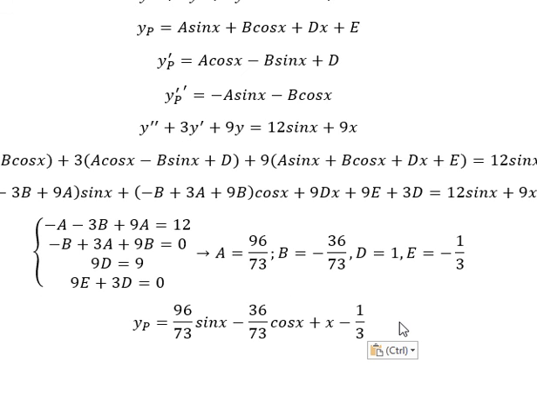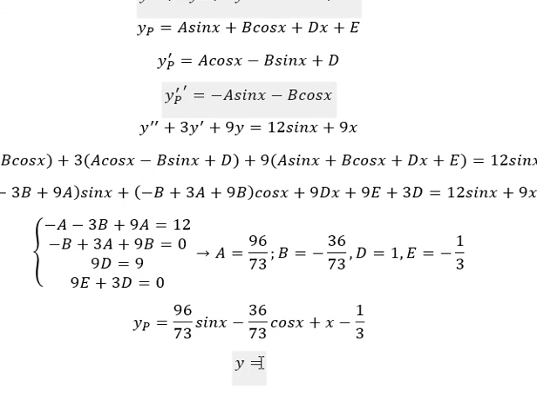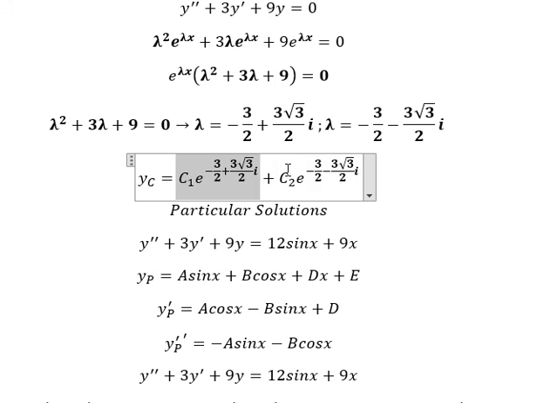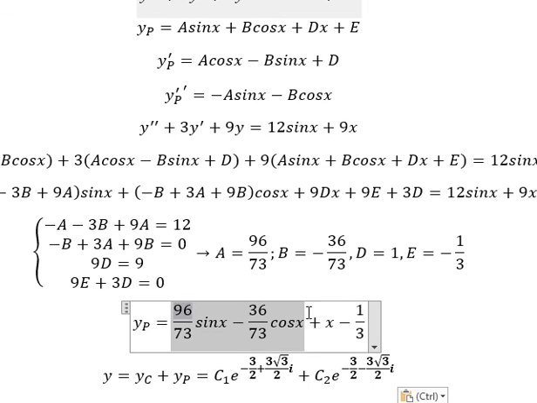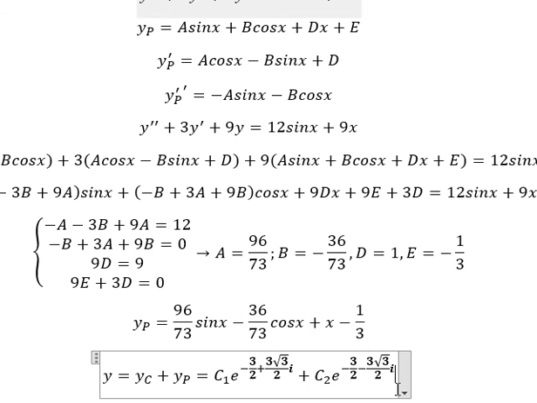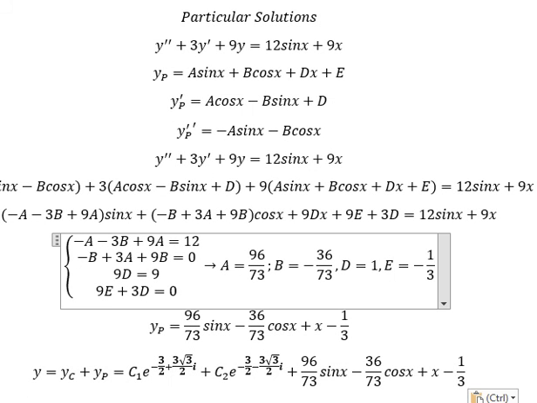And now we can get the final answer. So we have y equals yc plus yp. Yc, we have this one. And yp, that's this one. And this is the answer for the question.